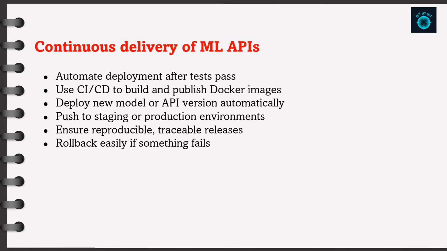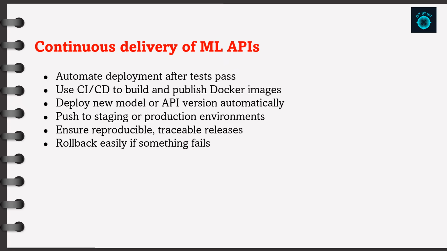Continuous delivery of ML APIs. Continuous delivery is the final stage of the CI/CD process. It's where your machine learning model, or API, is automatically packaged, tested, and deployed whenever new changes are merged into the main branch. Let's go through what each line on this slide means.